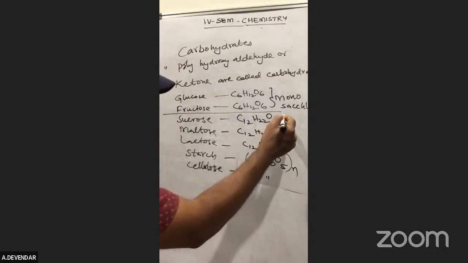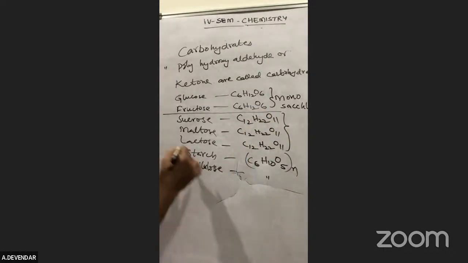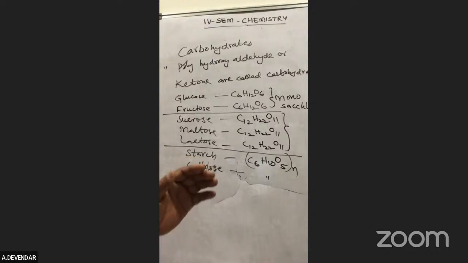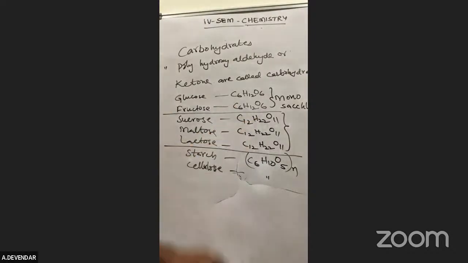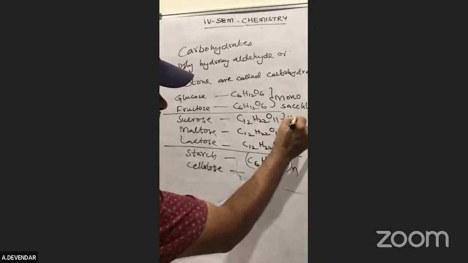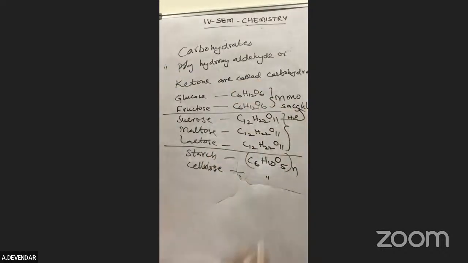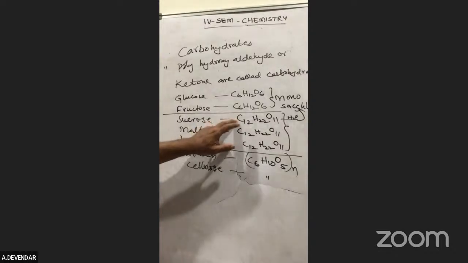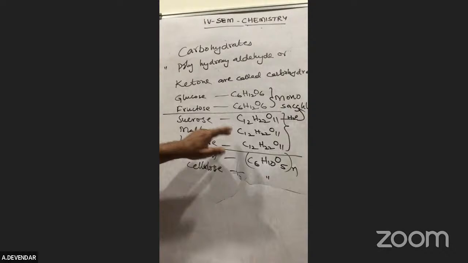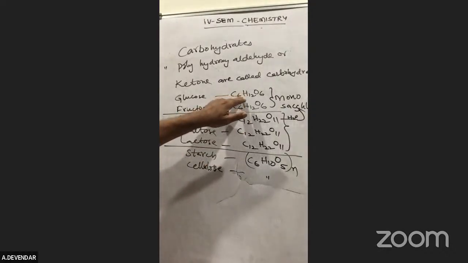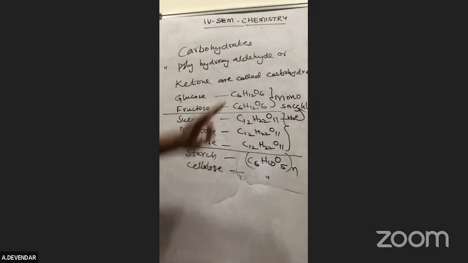Coming to the oligosaccharides. Oligo means when you hydrolyze, two or more monosaccharide units will be formed. When you hydrolyze this, you get glucose or fructose, sometimes 2 units of glucose. If sucrose is hydrolyzed, you get glucose and fructose. If maltose is hydrolyzed, you get 2 units of carbohydrates.